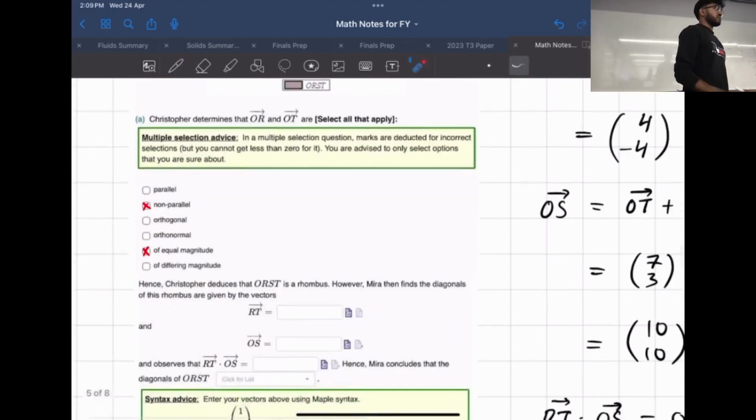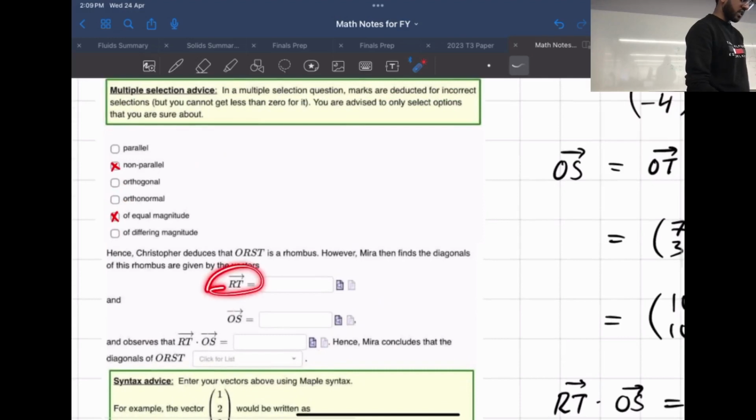This question was pretty easy. All you have to do is find RT and OS. RT, we can just do. What is it?